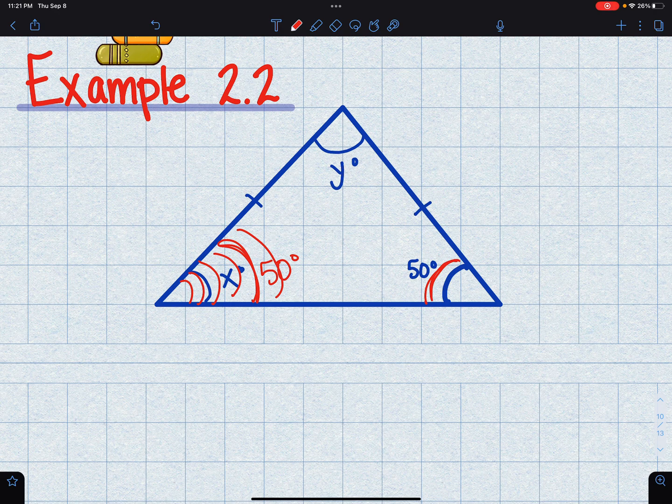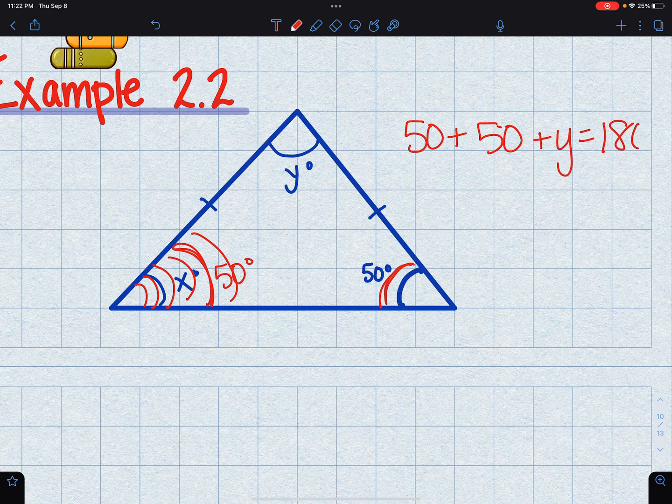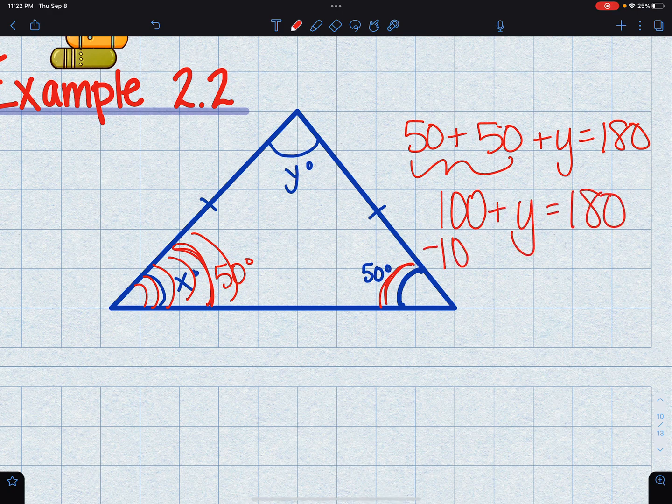All right, but we still have to figure out why. And I don't mean why in a philosophical sense. I mean literally the letter Y. Okay, so we can use the other fun little fact about triangles, which is that all the angles have to add up to 180 degrees. So we have 50 plus 50 plus Y equals 180. Let's combine that. 100 plus Y equals 180. If we subtract 100 from both sides, then Y is equal to 180 minus 100, which is 80 degrees.